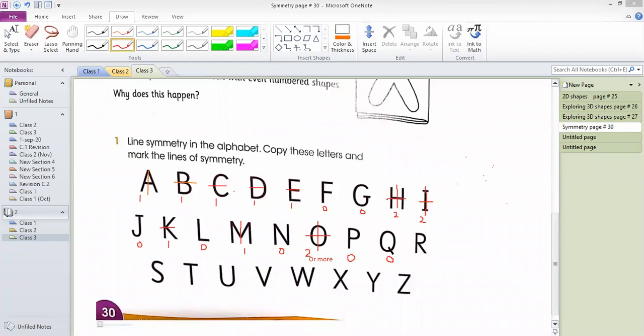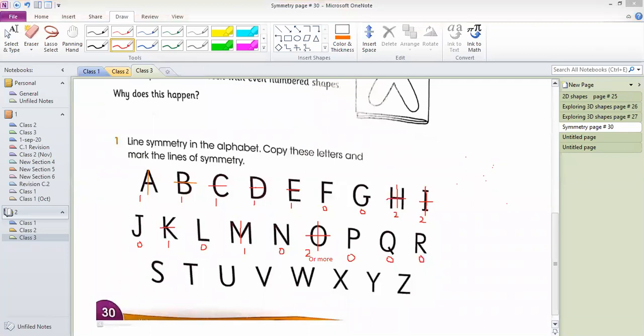Tell me about R. How many symmetries does R have? Zero. Very good, guys. R also is not having any symmetry. Look here, if you draw your horizontal line, this part is different and the above part is different. If you draw a vertical line here, look, this part is different than the other part. So there is no symmetry in R. You write 0.